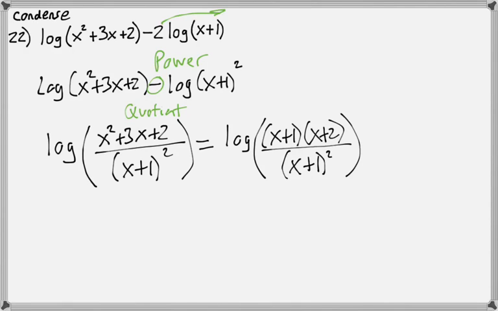And then this x plus 1 is going to cancel out with one of those x plus 1's. So my final answer is going to be log of x plus 2 over x plus 1.